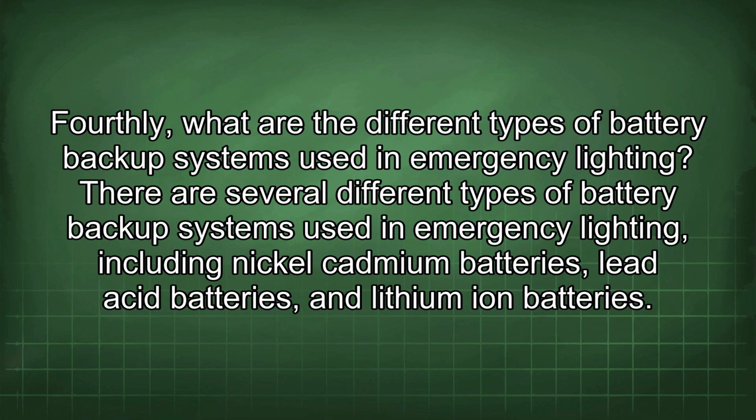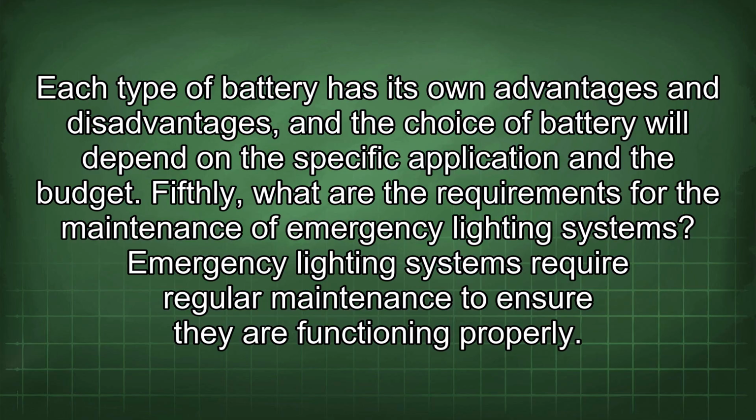Fourthly, what are the different types of battery backup systems used in emergency lighting? There are several different types of battery backup systems used in emergency lighting, including nickel-cadmium batteries, lead-acid batteries, and lithium-ion batteries. Each type of battery has its own advantages and disadvantages, and the choice of battery will depend on the specific application and the budget.